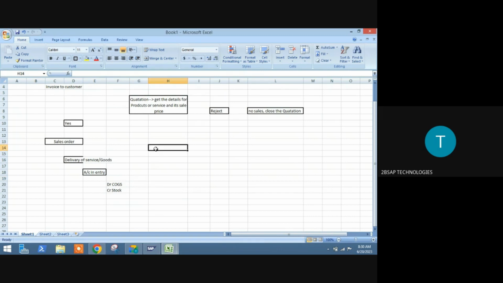So let's take our example. 100 quantity, 10 rupees price per quantity. Stock value: 100 into 10 equals 1,000. Okay. Now your sales order, assume 40 quantity.